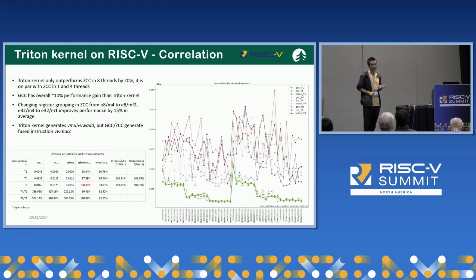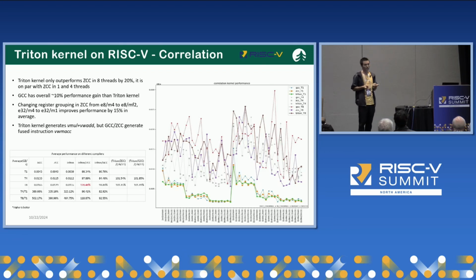So we have tried to identify the reason. We have tried to change the register grouping for ZCC. We can see there is a 15% improvement by changing the ZCC grouping from M4 to MF4. This is interesting because in the previous kernel, we boosted the performance of GCC by changing the register grouping from M1 to M8. But here, the performance becomes better when we change the register group from a bigger one to a smaller one. So we still don't know what the reason is. We are still trying to find out the reason.